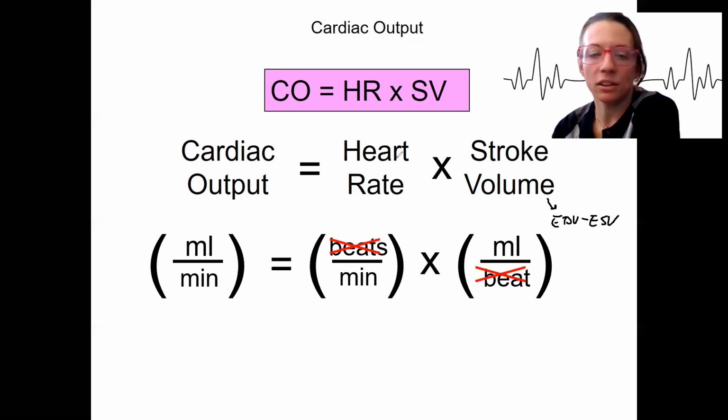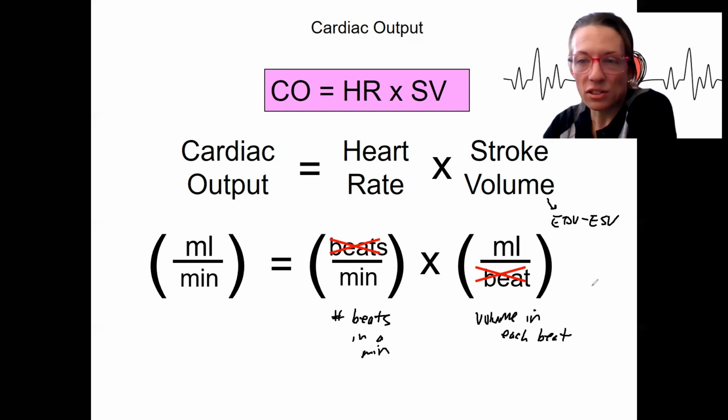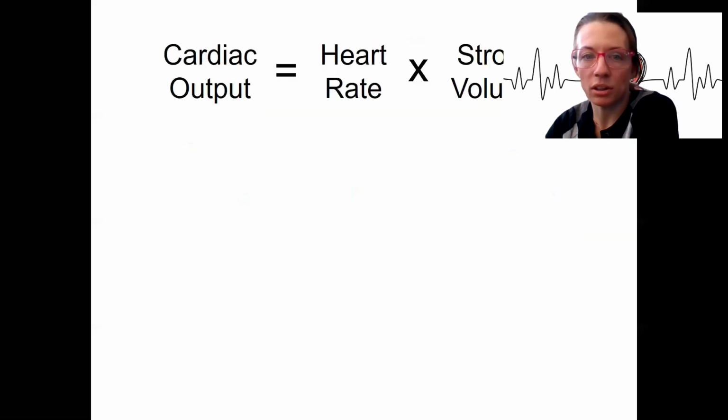So thereby cardiac output is giving us the number of beats in a minute and the volume in each beat to give us the milliliters, the volume in a minute. So we're going to look at the factors that influence cardiac output, but first we're going to make sure you can calculate cardiac output with an example here.